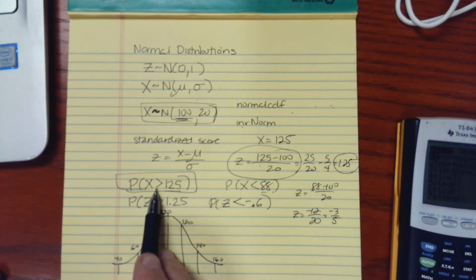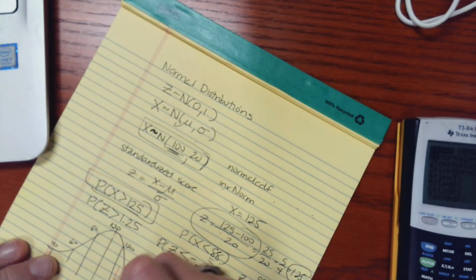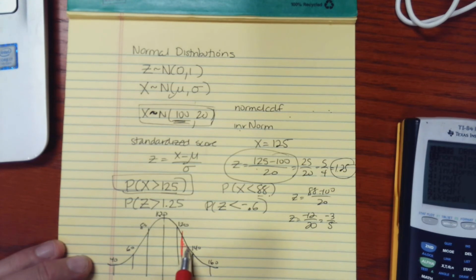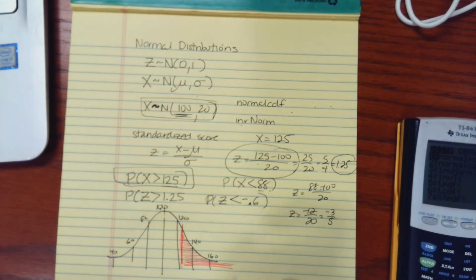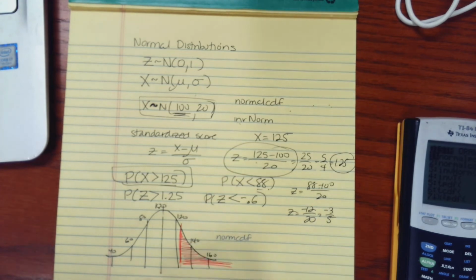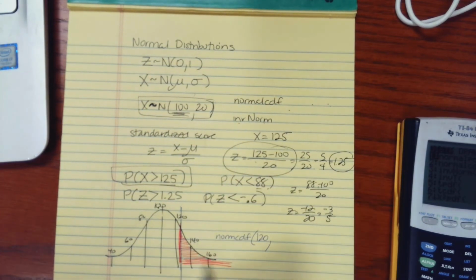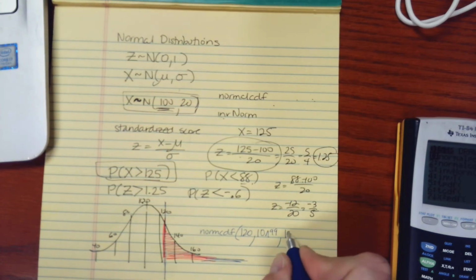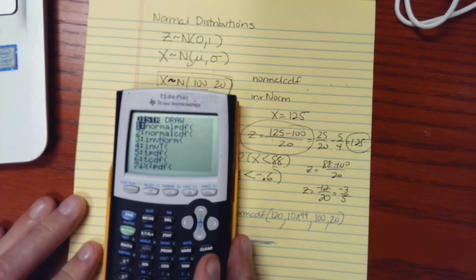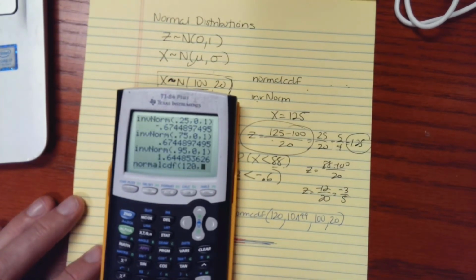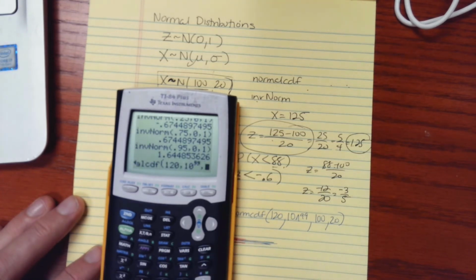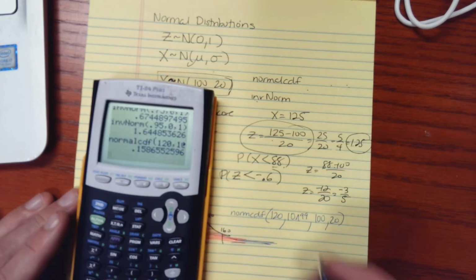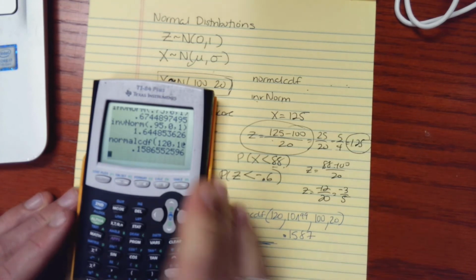So the probability that x is greater than 125. 125 is somewhere over here. This is a greater than question, so I'm finding the area to the right. In my calculator, I need to find the normal CDF. The left-hand bound, where this area starts, is at 125, and where does it end? It goes on and on forever, so I'm going to use my really big number, 10 to the 99th. The mean here is 100 and the standard deviation is 20. So normal CDF, 125, comma, 10 to the 99th power, comma, 100, comma, 20, close off the parentheses, and that's 0.1056.